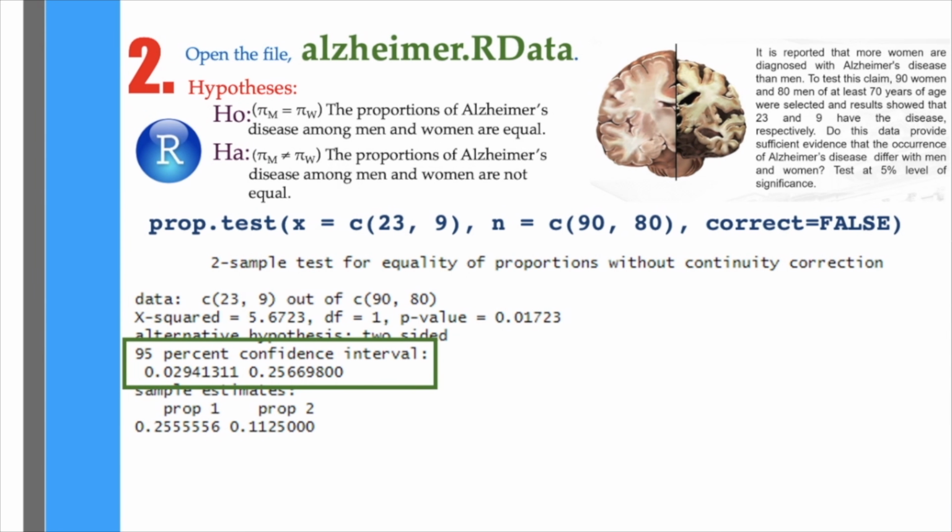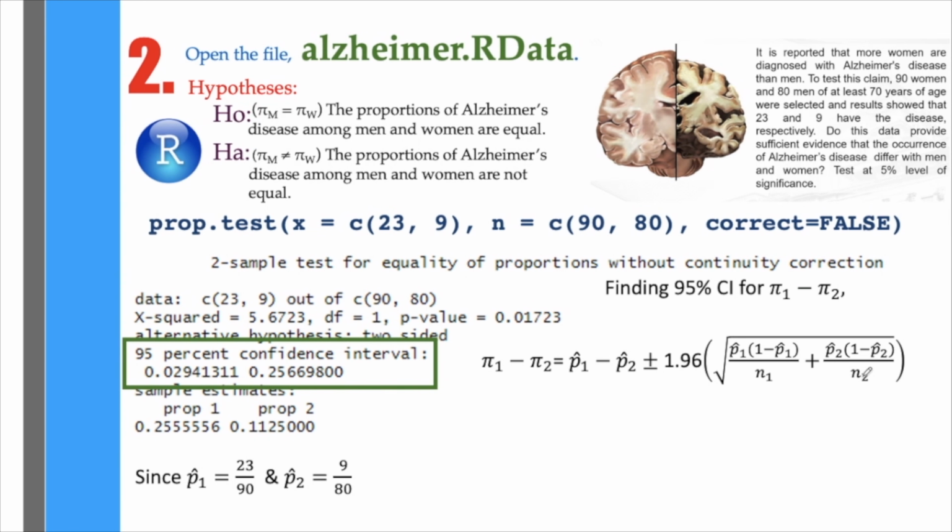Then as for the 95% confidence interval, since p hat 1 is 23 over 90 and p hat 2 is 9 over 80, then all we have to do is to apply this formula wherein we subtract p hat 1 and p hat 2, so that's 23 over 90 minus 9 over 80, plus and minus 1.96 times the square root of p hat 1, which is 23 over 90, n sub 1, which is 90, then p hat 2 as 9 over 80, and n sub 2 as 80.